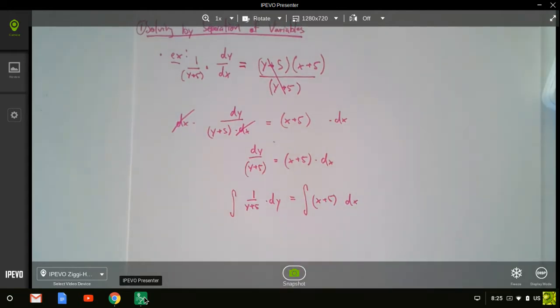Okay, so when I do it, instead of doing 1 over y plus 5, I do parentheses y plus 5 to the negative 1. You can do that too. But when you do the integral, you're adding 1 to the exponent, so the exponent is 0. Well, that's why we don't use the power rule. Do you remember what the integral would be of something that is to the negative first power? Natural log. Say that again? It's natural log.